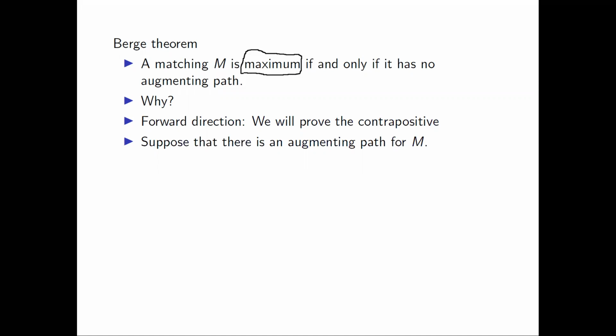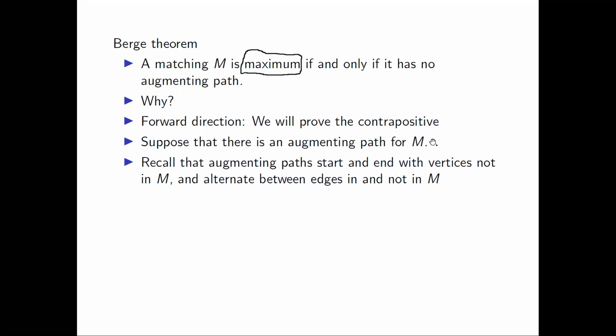So the idea is we're going to take this path and use it to construct a matching in the same graph that is larger than M. And we're going to use the definition of augmenting paths in this. So an augmenting path, I'm going to draw just an example here. So we've got some augmenting path. It starts and ends with free vertices. So free vertex here, free vertex here.